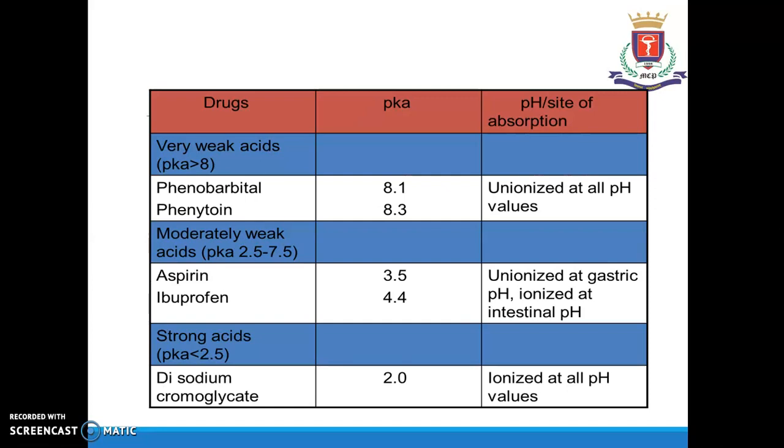Some examples with pKa values of a drug: phenobarbital, phenytoin, pKa value is near 8. They will be unionized at all pH values. The moderate weak acids, aspirin, ibuprofen, pKa is 3 to 4, unionized at gastric pH, ionized at intestinal pH. But still they get absorbed due to the reasons which we have already mentioned before. Strong acids, pKa is 2, disodium cromoglycate, ionized at all pH values.